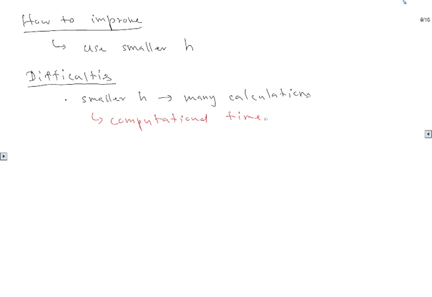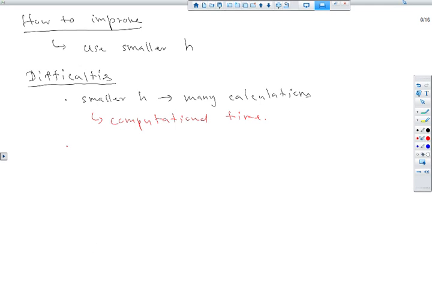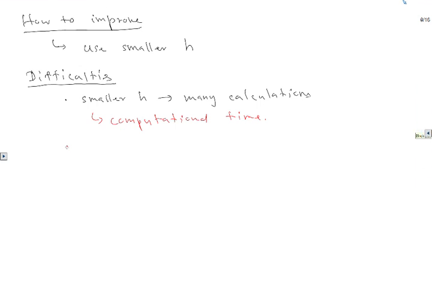If you try to go to smaller h, you need many calculations, so it's going to come up with a computational error. That means there is a limit to how far you can go. And then the next one is what we can call applicability. So for example, the next one is what we call the round off error.